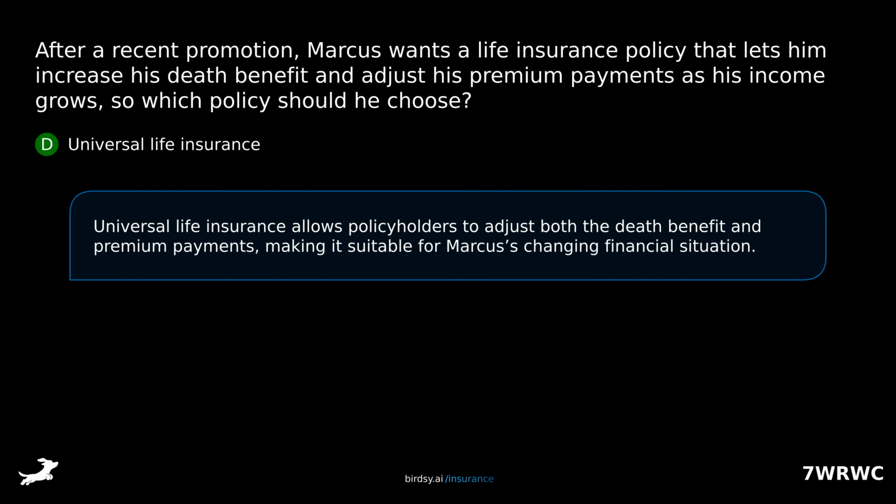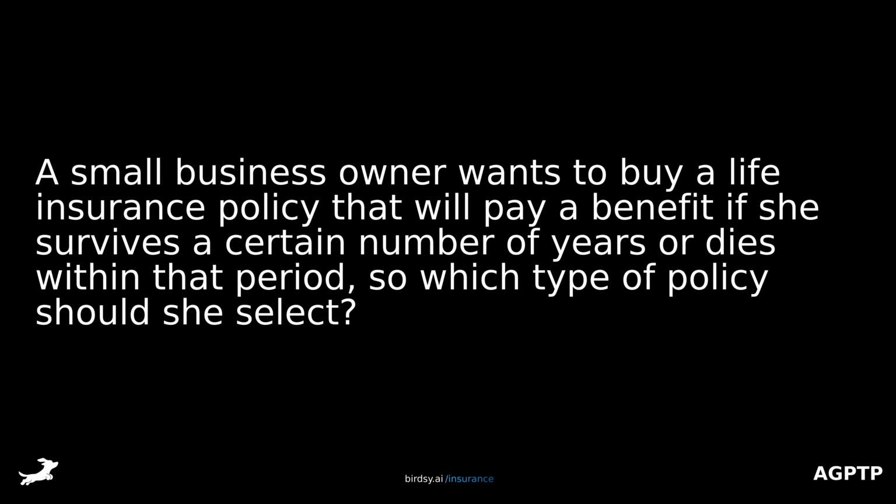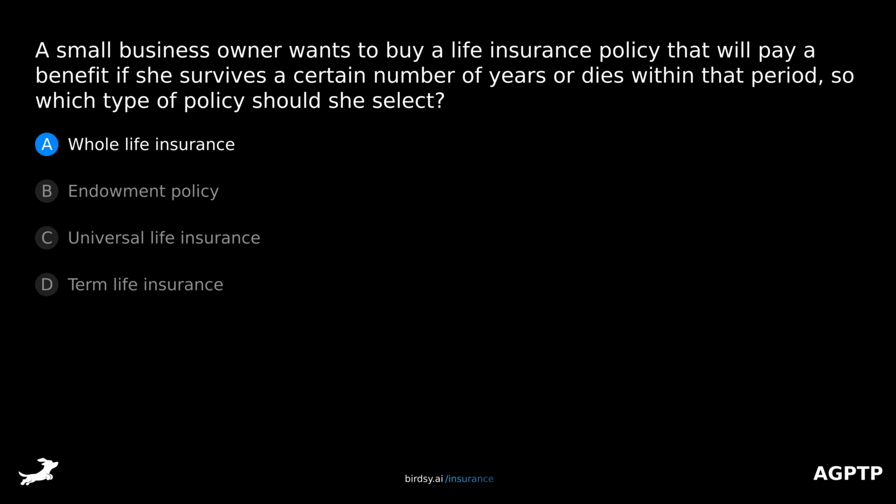financial situation. A small business owner wants to buy a life insurance policy that will pay a benefit if she survives a certain number of years or dies within that period. So which type of policy should she select? Is it A, whole life insurance, B, endowment policy, C, universal life insurance, or D, term life insurance? The correct answer is B, endowment policy.